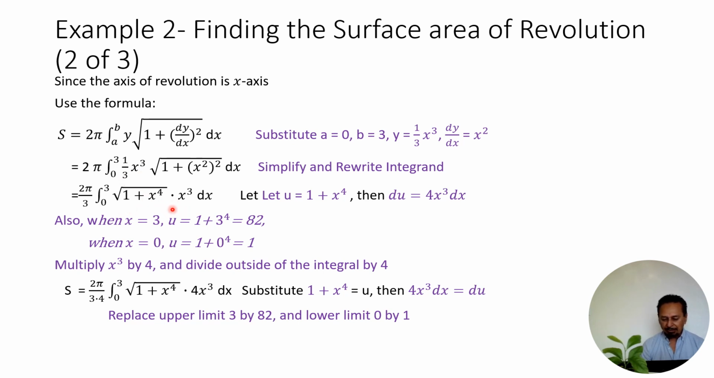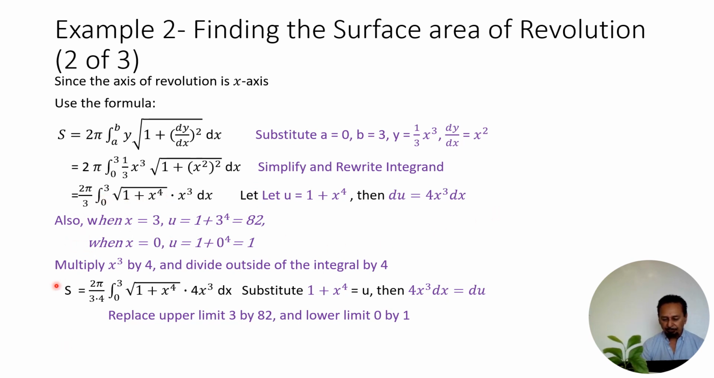And now you can see this x cubed is almost the derivative of 1 plus x to the 4, so we can let u equal 1 plus x to the 4, and differentiate to find the differential. So du equals 4x cubed dx. Also we can change the limits. When x is 3, we put 3 in this formula: 1 plus 3 to the 4, which becomes, I think, 82. And we put x equals 0 here and it becomes 1. So now we change all this information in this integral.